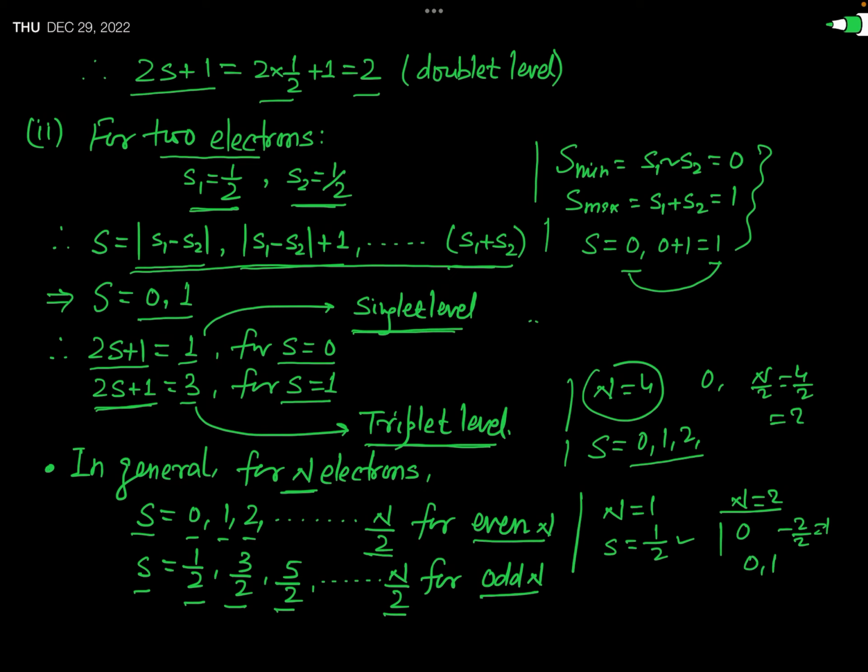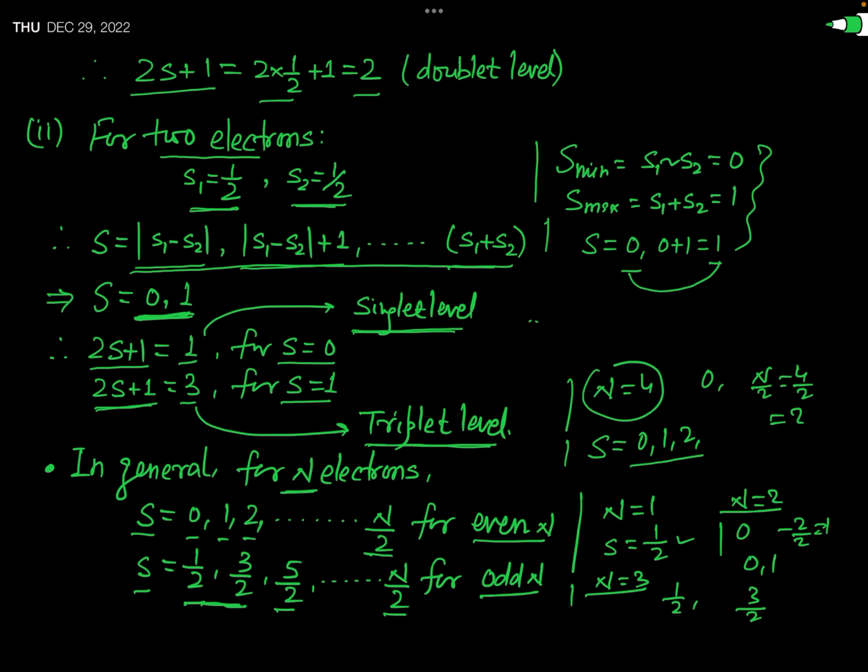And you can see here in this example we have considered 2 electrons, and for 2 electrons S is equal to 0 and 1. And if you consider that n is equal to 3, this is an odd number. In that condition, the values will be what? The first value will be 1/2, and the last value will be n/2, that is 3/2. So these first two values will be the values of S.